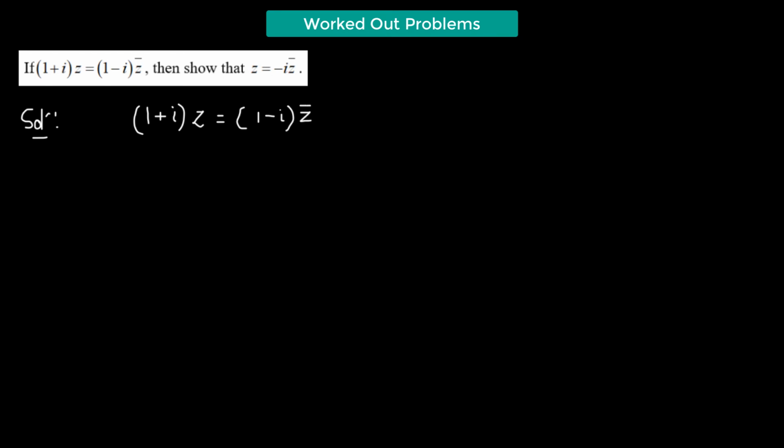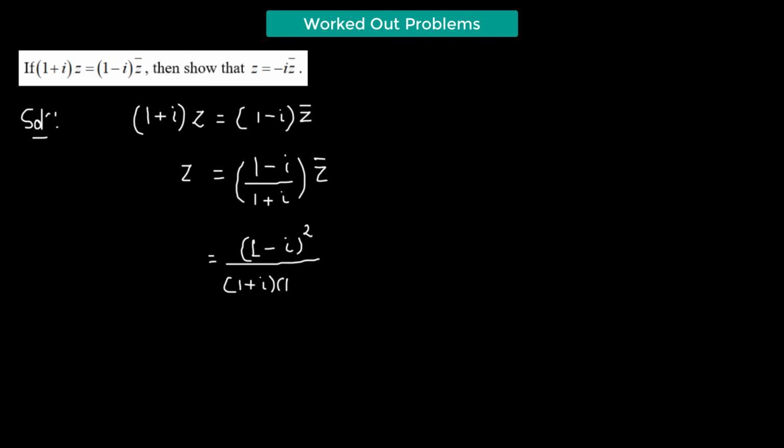So we can rewrite it as z equals 1 minus i divided by 1 plus i, whole multiplied by z conjugate. Now what we're going to do, we're going to multiply the numerator and the denominator by the conjugate of the denominator, which is 1 minus i. So we have 1 plus i times 1 minus i in the denominator and 1 minus i whole squared in the numerator.